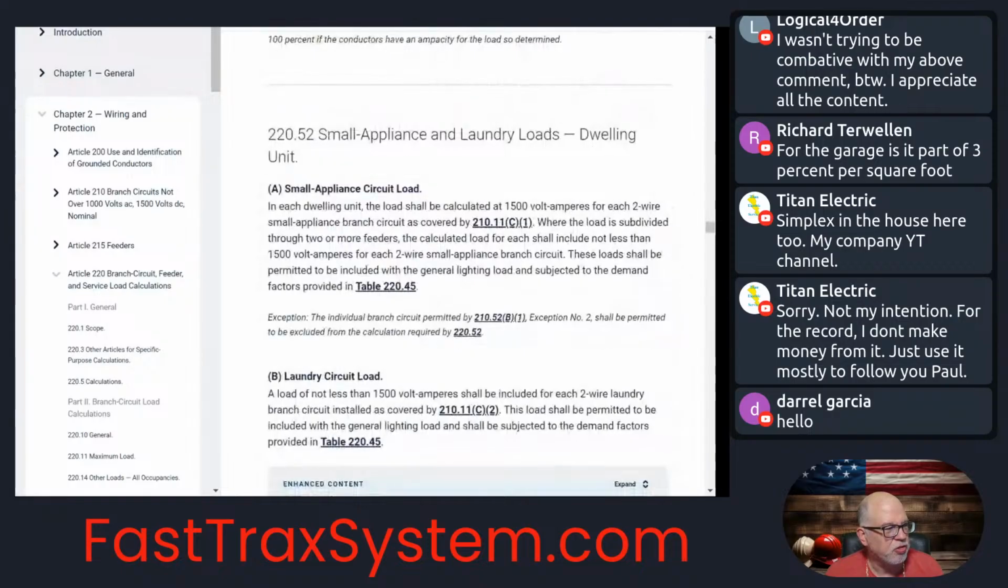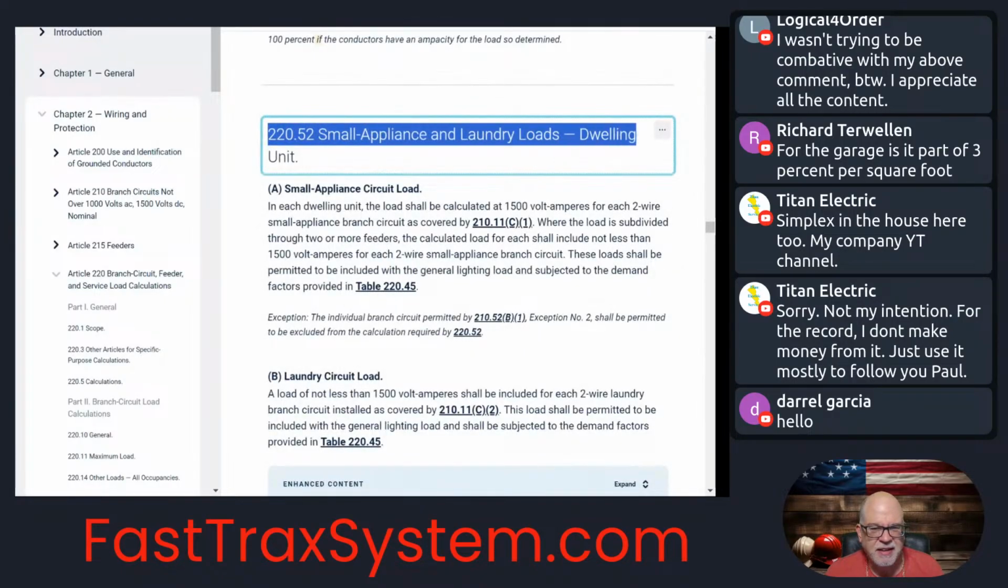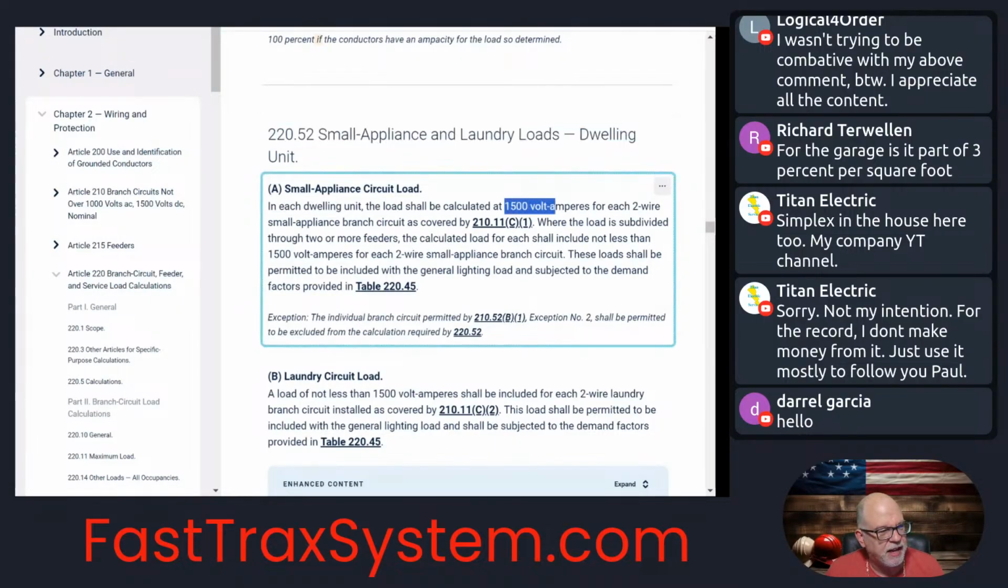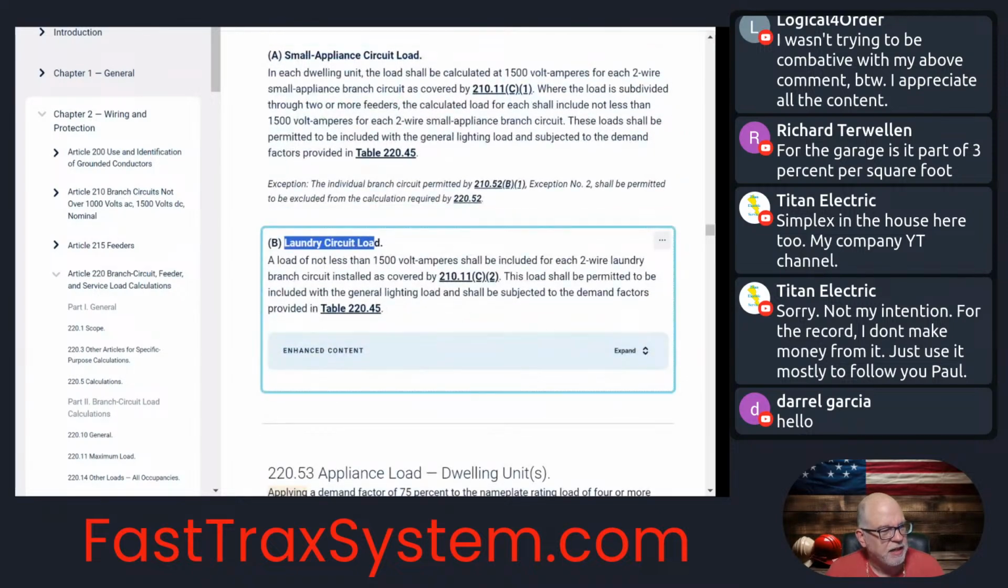Right here. So here's your small appliance and laundry. Easy to remember. They're in the same location. And here's where it tells you that for each dwelling unit, the load shall be calculated at 1500 VA for each 2-wire small appliance branch circuit covered in 210.11(C)(1), and 210.11(C)(1) requires a minimum of 2. Of course, we got 4, but the minimum was 2, okay? And then, of course, down here is for the laundry. And again, 1500 VA for each 2-wire laundry. The code in 210.11(C)(2) requires at least 1, but our dwelling that we're calculating has how many?